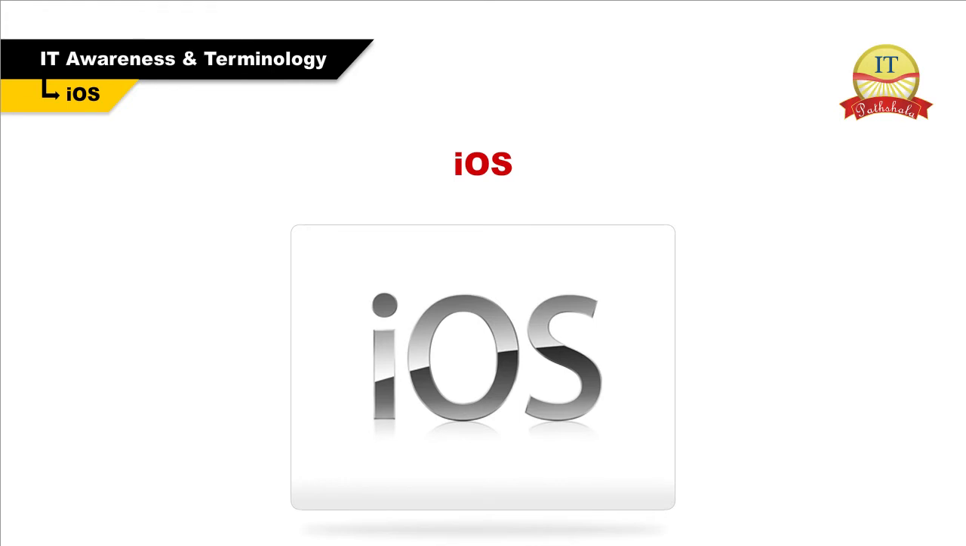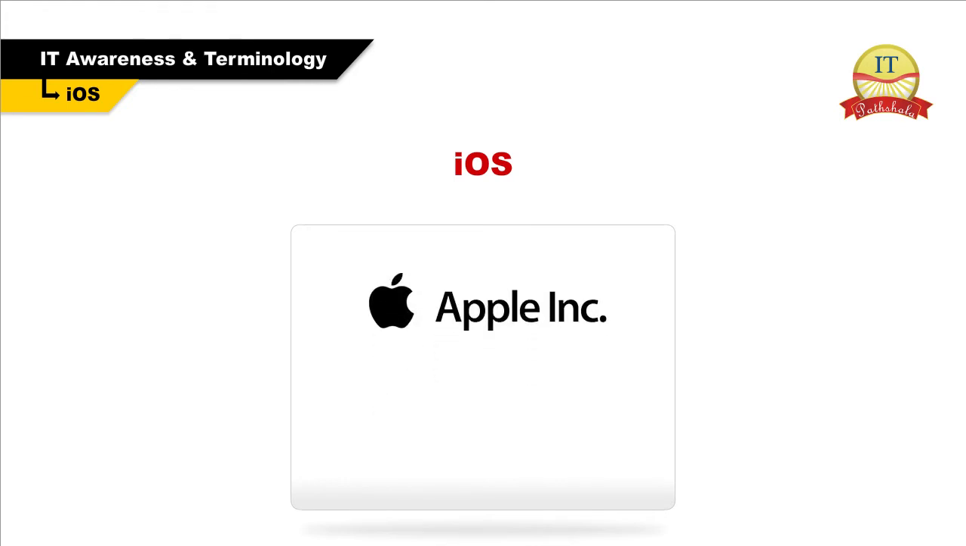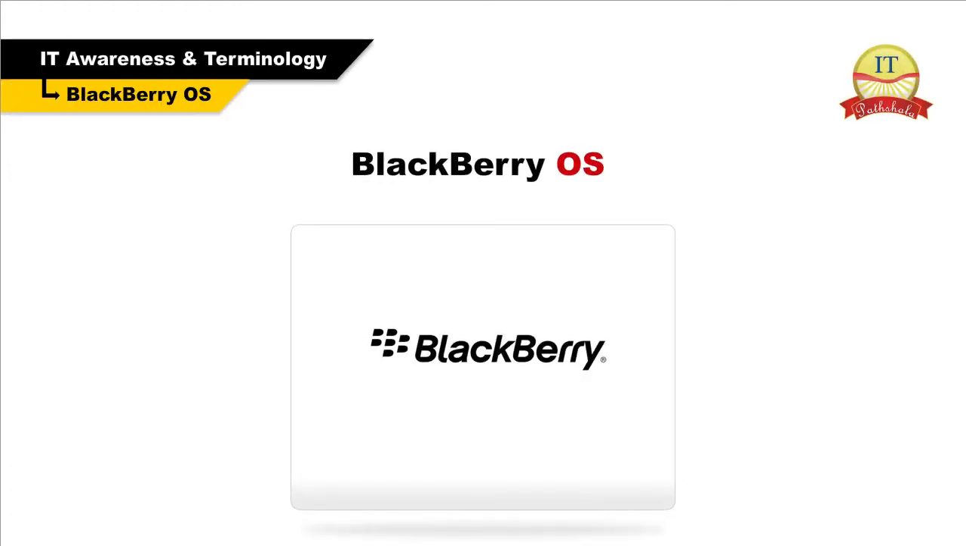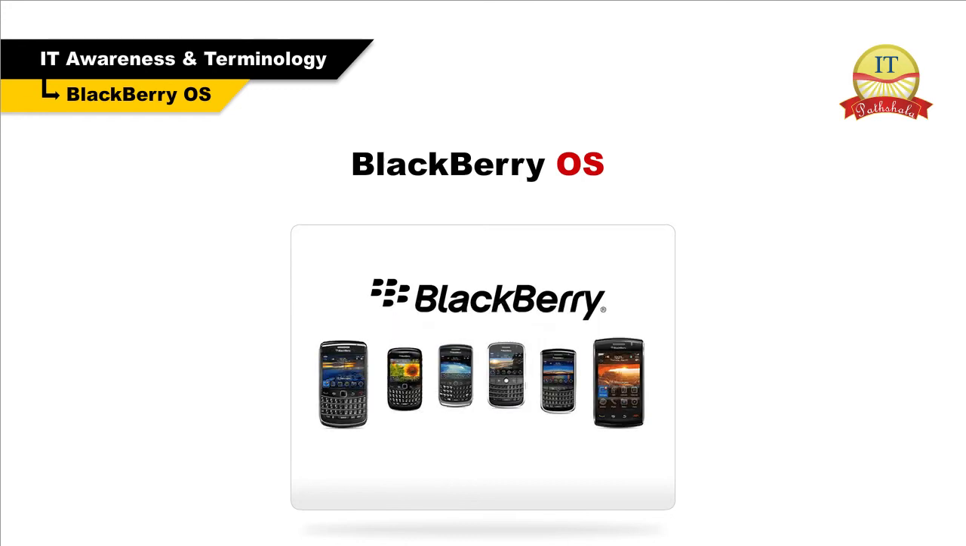iOS is a mobile operating system developed by Apple for the iPhone line of smartphones. Unlike Microsoft's Windows Phone and Google's Android, Apple does not license iOS for installation on non-Apple hardware. BlackBerry OS is a mobile operating system developed by BlackBerry Limited for its BlackBerry line of smartphones. The BlackBerry OS is best known for its robust support for push internet email. Like Apple, BlackBerry also does not license BlackBerry OS for installation on non-BlackBerry hardware.